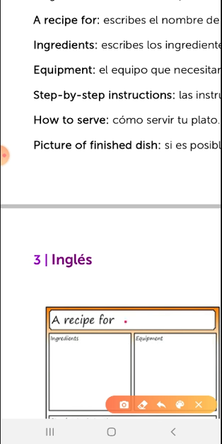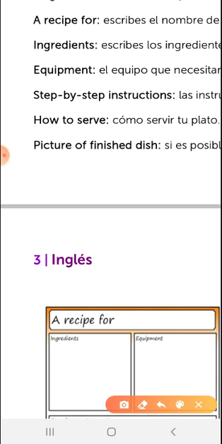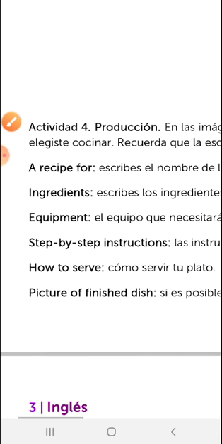So you get bread with beans, panes con frijoles. Yes, y lo ponemos aquí, ¿ok?